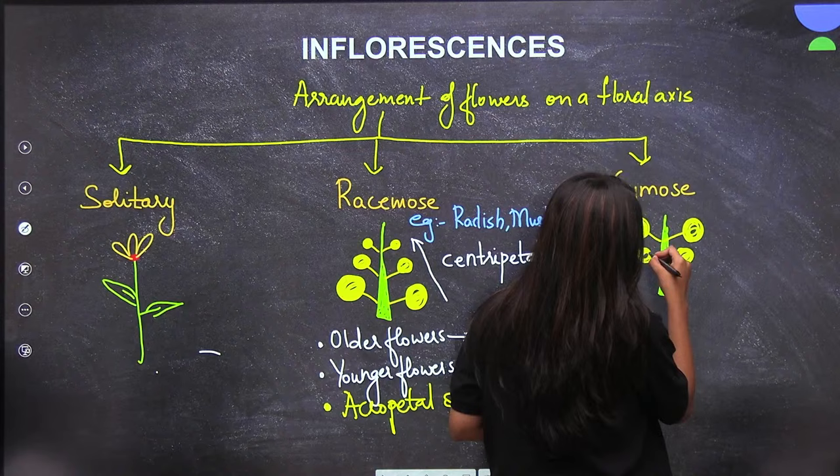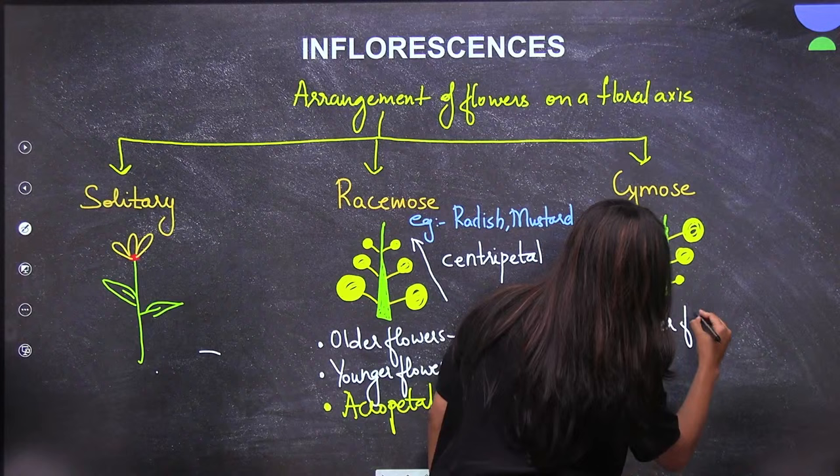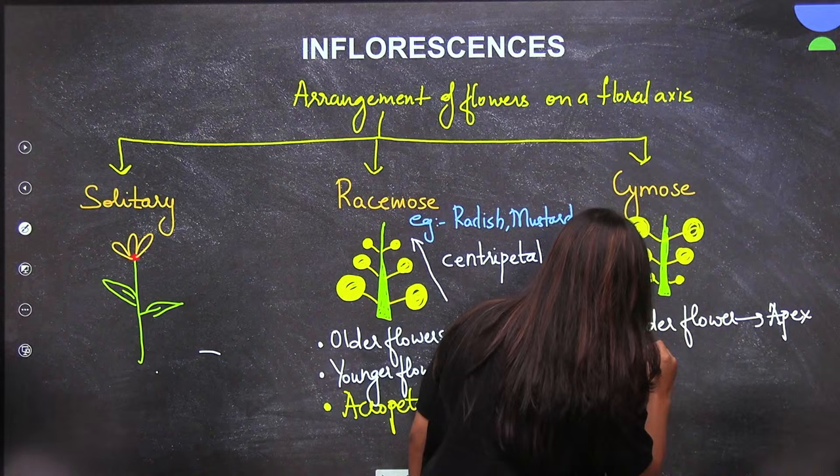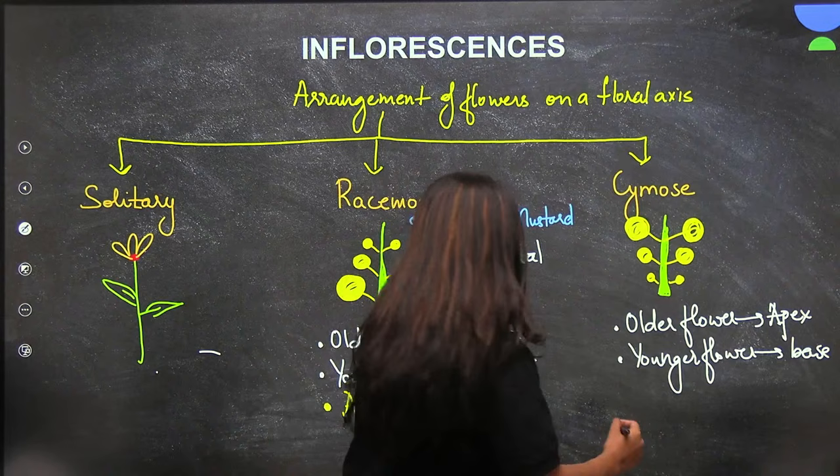So here it's the opposite of your racemose. What is happening here? Older flowers are to the apex and younger flowers are to the base. And this kind of succession is called basipetal succession. Okay? Basipetal succession.